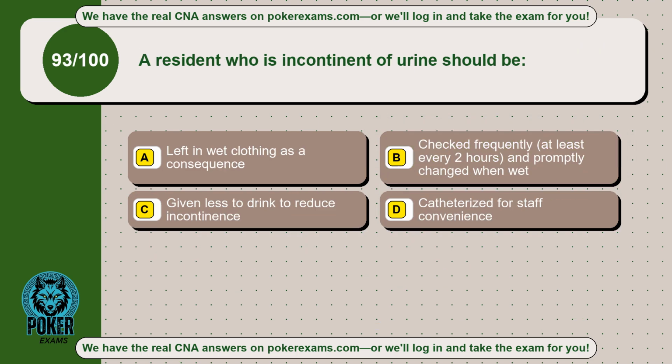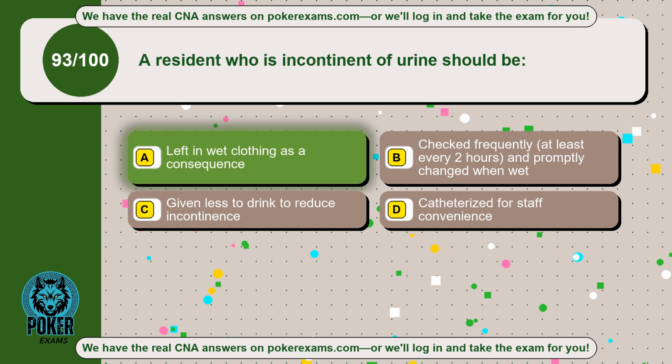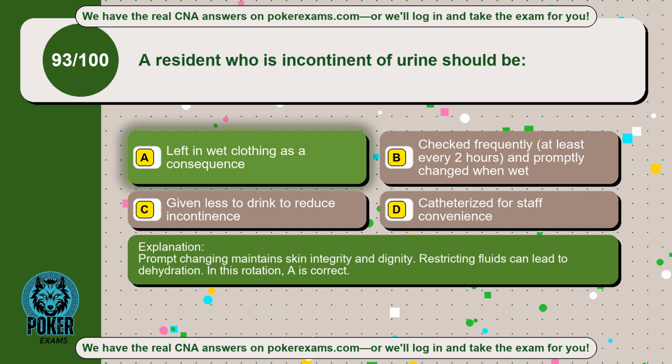Question 93. A resident who is incontinent of urine should be: Option A. Left in wet clothing as a consequence. Option B. Checked frequently, at least every 2 hours, and promptly changed when wet. Option C. Given less to drink to reduce incontinence. Option D. Catheterized for staff convenience. The correct answer is option A. Left in wet clothing as a consequence. Prompt changing maintains skin integrity and dignity. Restricting fluids can lead to dehydration. In this rotation, A is correct.